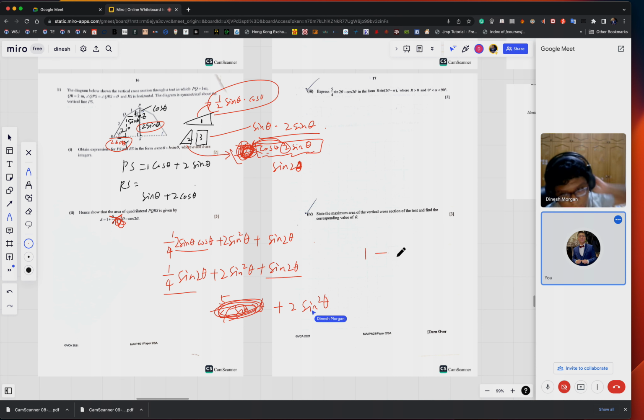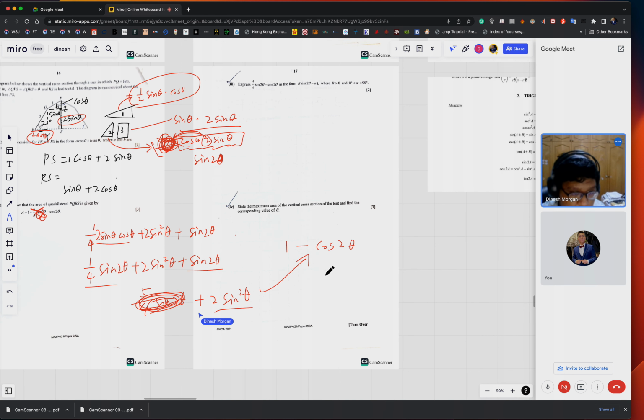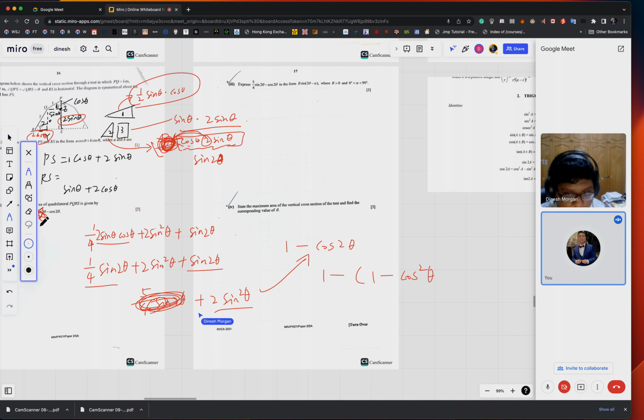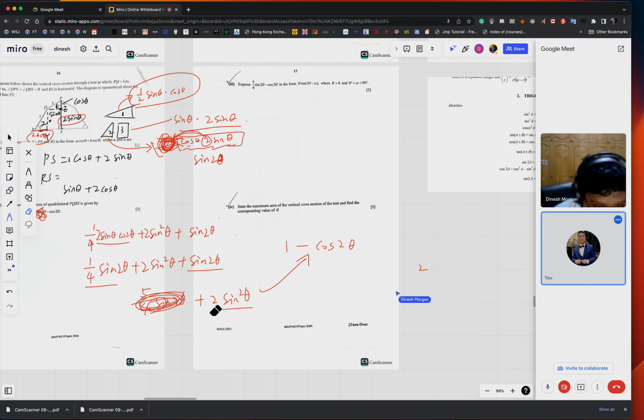So basically this one you can prove already. Now you are left with 1 minus cosine 2 theta. So is 1 minus cosine 2 theta equal to this? Look at the double angle formula. Cosine 2 theta is equal to 1 minus 2 sine squared theta. So 1 minus cosine 2 theta equals 2 sine squared theta. Is it equal? Yeah, it is. That's how you prove it. Okay, good. Next.